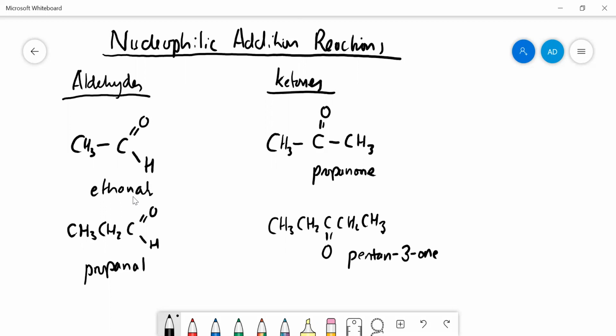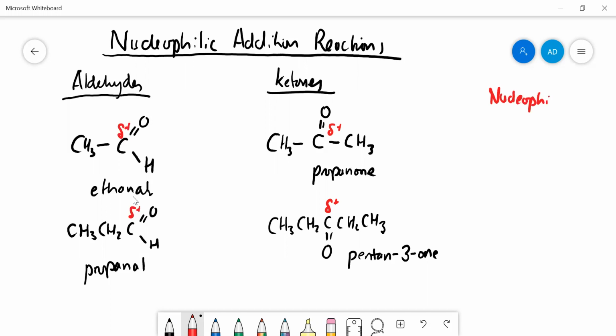Okay, so the important thing about these is because the oxygen is electronegative, you have a delta positive carbon on the carbonyl, and that means that nucleophiles are going to be attracted towards that.